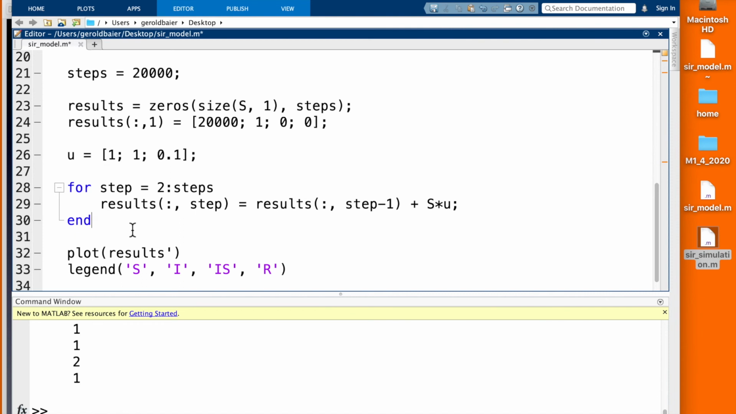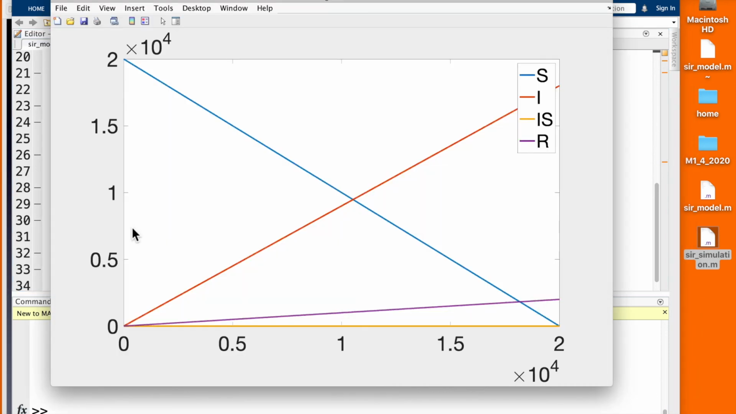So let's try what happens. Let's just execute the code, and here we see the result. A quick walk through the result. The blue line starts at 20,000 and goes down to 0. That linear decrease shows the temporal evolution of the number of susceptible people in that simulation over 20,000 time steps.